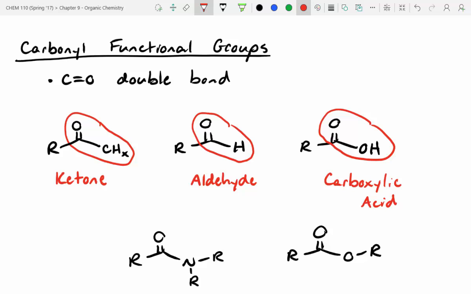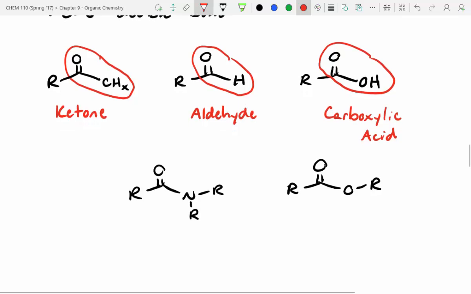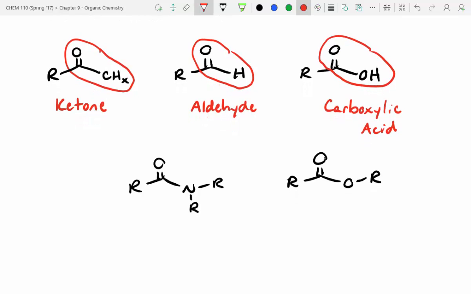This one is the trickiest one for Chem 110 students. They look at that and they say, well, it's an alcohol, right? Well, kind of. We want to be as specific as possible when we're describing functional groups. So more specifically, it's a carboxylic acid. If you see this functional group, don't call it an alcohol, call it a carboxylic acid. It's more descriptive.